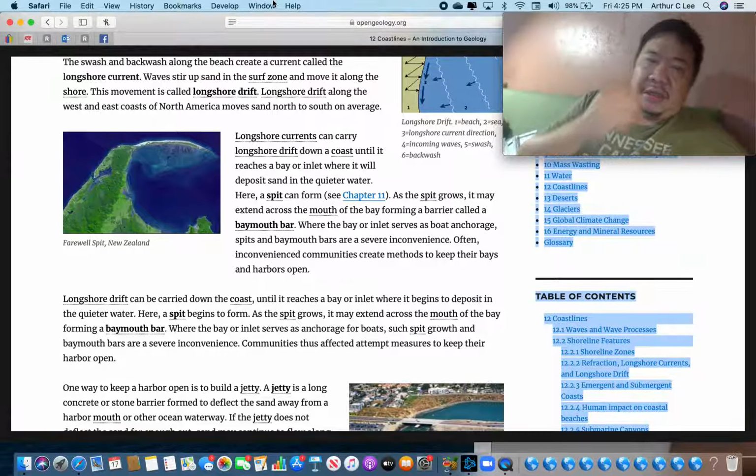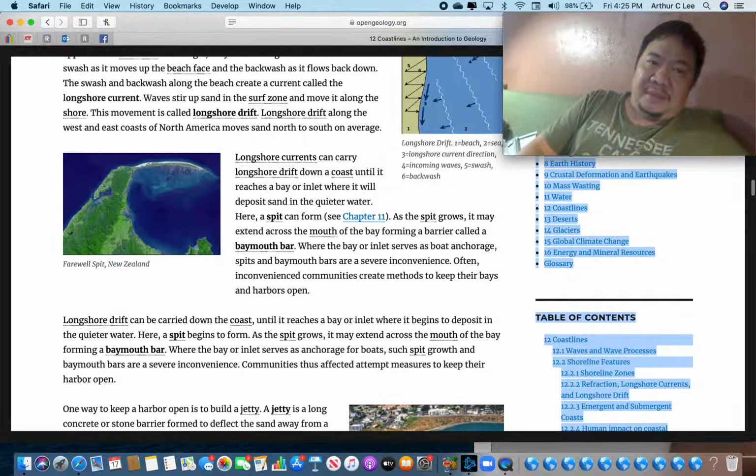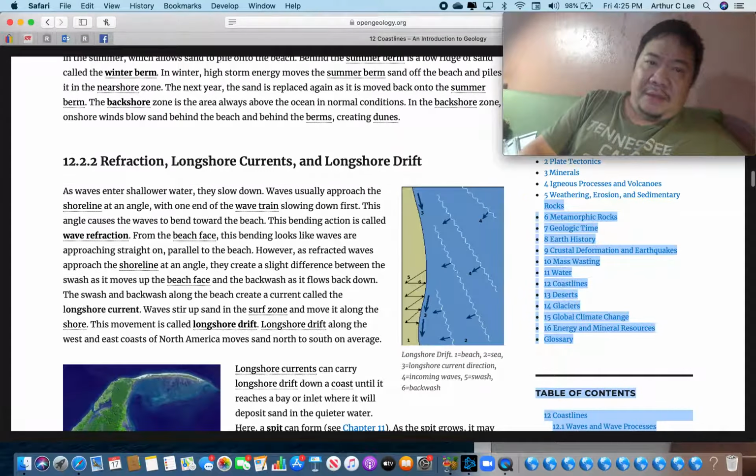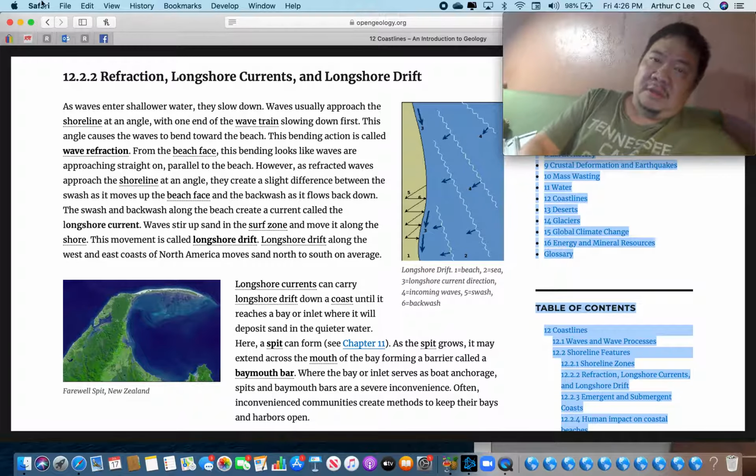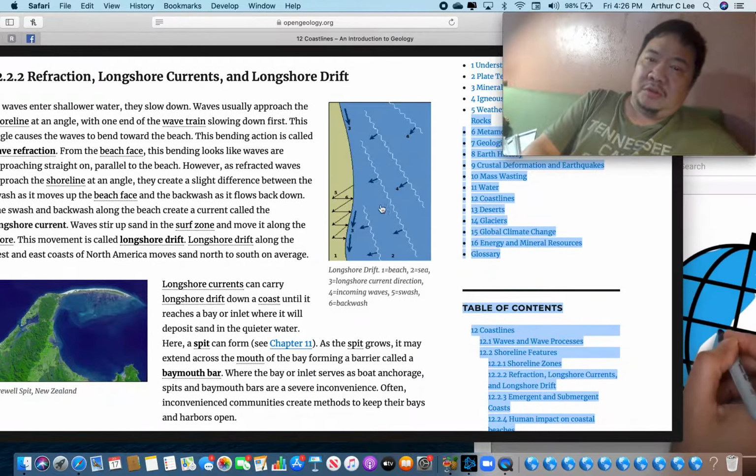Biology students, this is the next video, and last time we left off talking about ocean waves. We went from the swell to the surf zone to the swash zone, and the next thing we want to learn about is longshore currents and longshore drift. This picture here from your textbook shows you both.